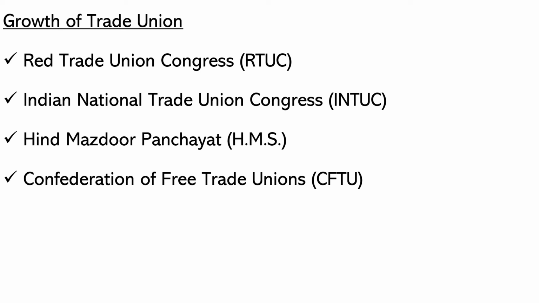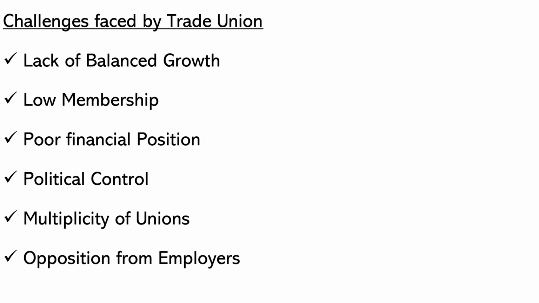Now next, one small topic that I want to cover is what are the various challenges faced by trade unions. There was a lack of balanced growth. The growth was uneven. Most of the growth was happening in the cotton textile industry, but in other sectors it was not happening, and the growth was very uneven. So that was one of the major challenges faced by trade unions. Then low membership. Workers were hesitant to join unions because they thought that if they started protesting, there would be no pay and they would be dismissed from service. Because of that, there was low membership.